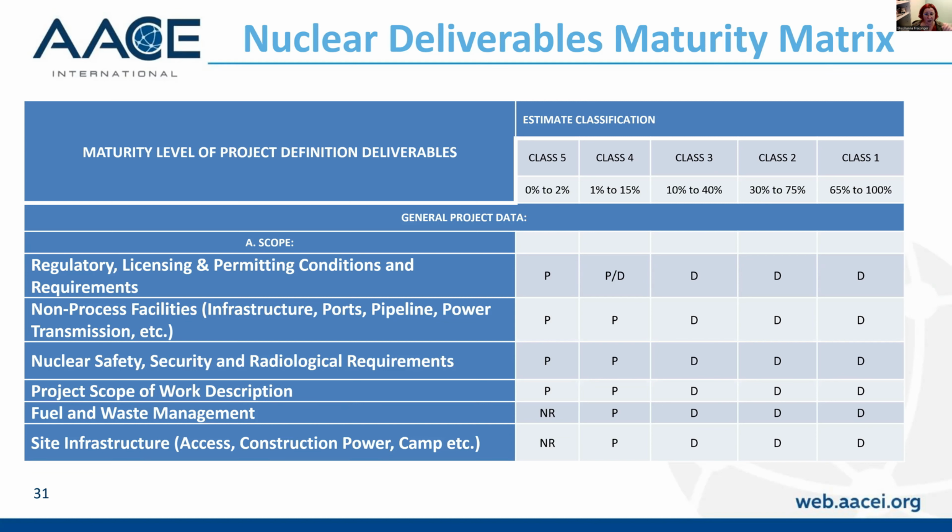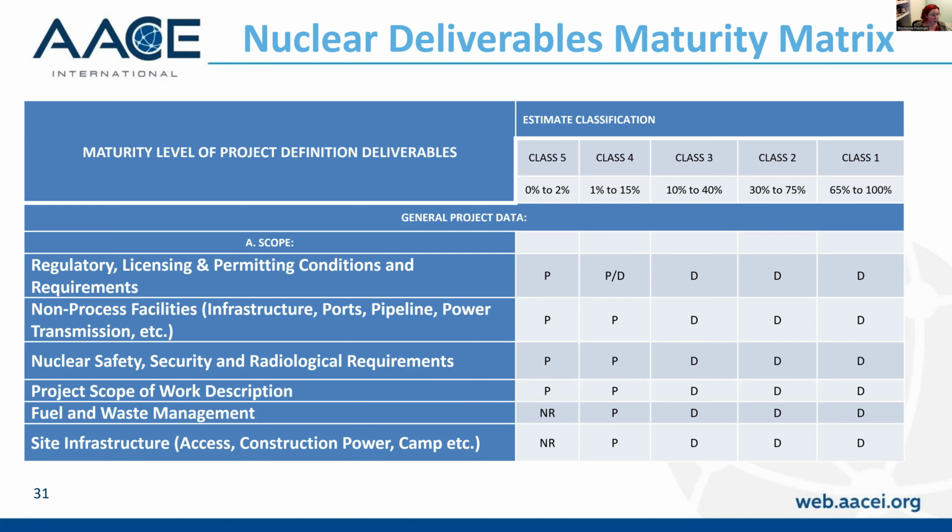Oftentimes, organizations make the mistake that once I've completed my detailed design, engineering is 100% complete. No, according to AACE, at best, you are probably only 40% complete. And again, that's something we need to consider. Regulatory licensing at class 3, we expect that to be fully defined. We know exactly what's happening.